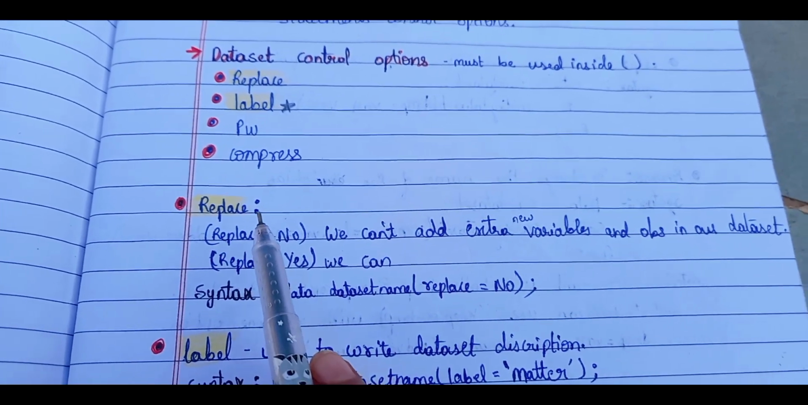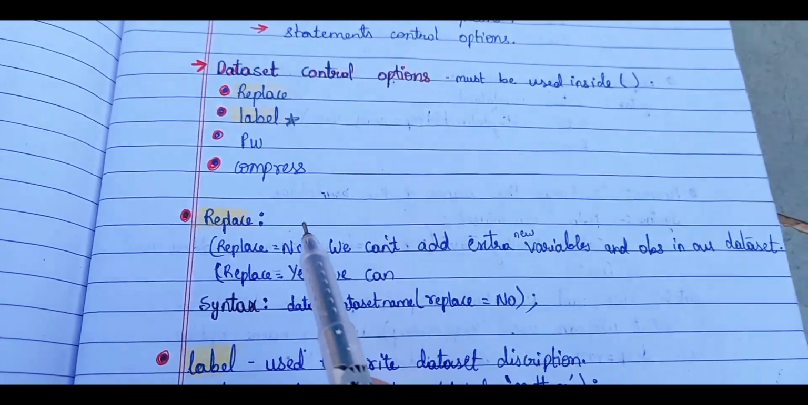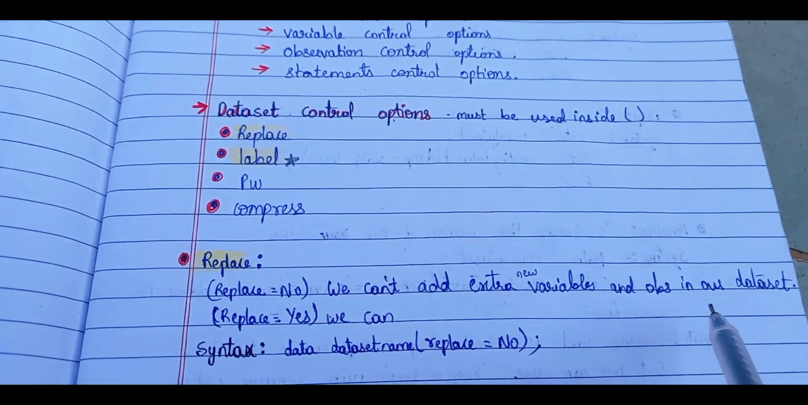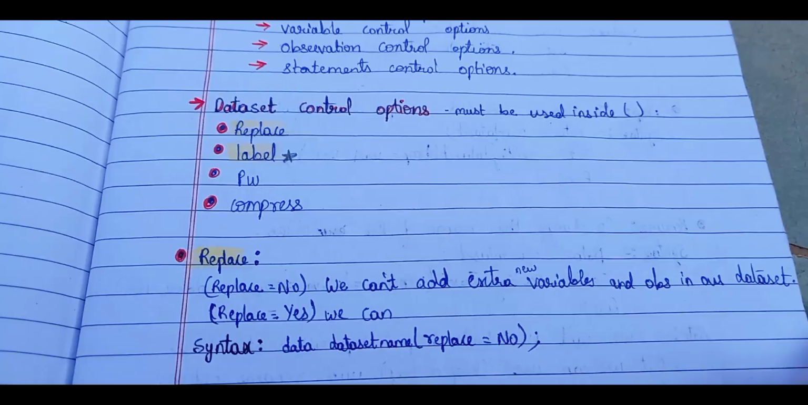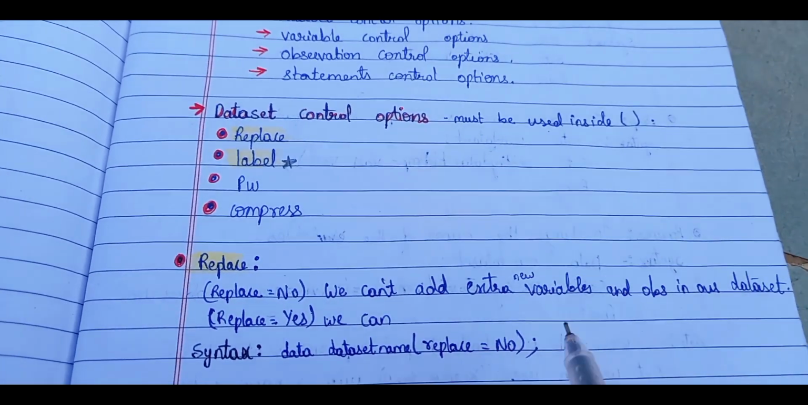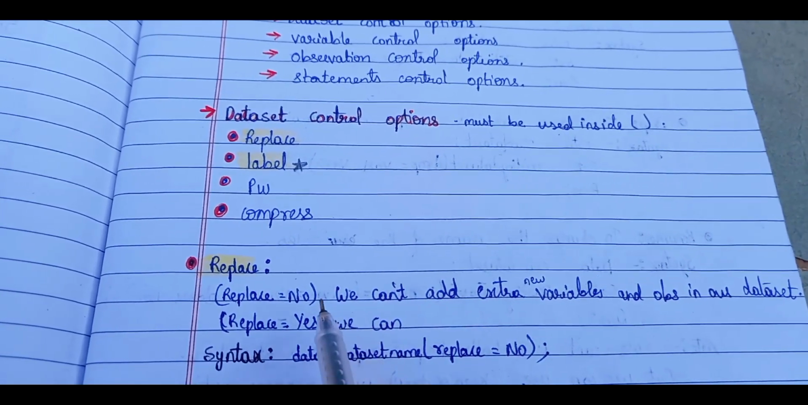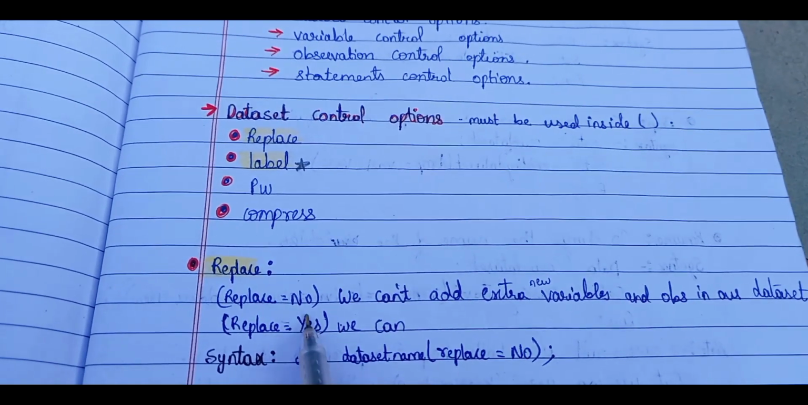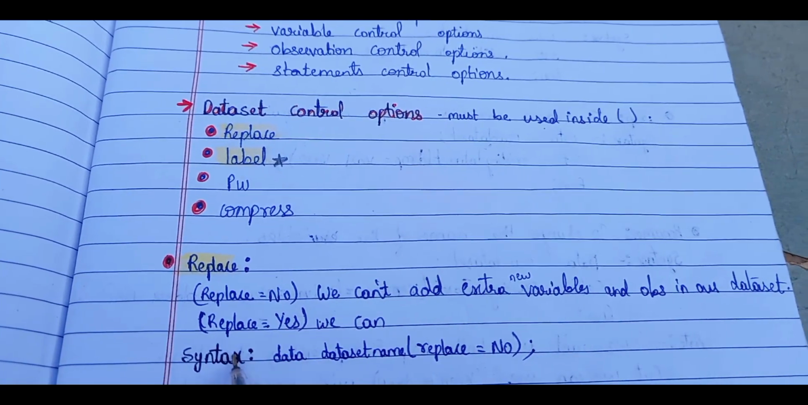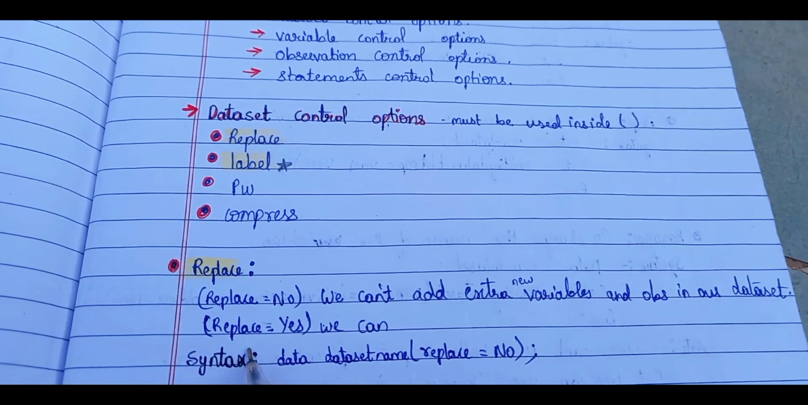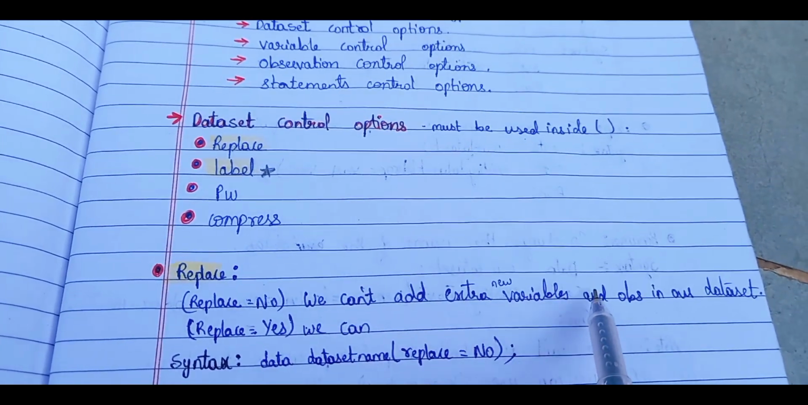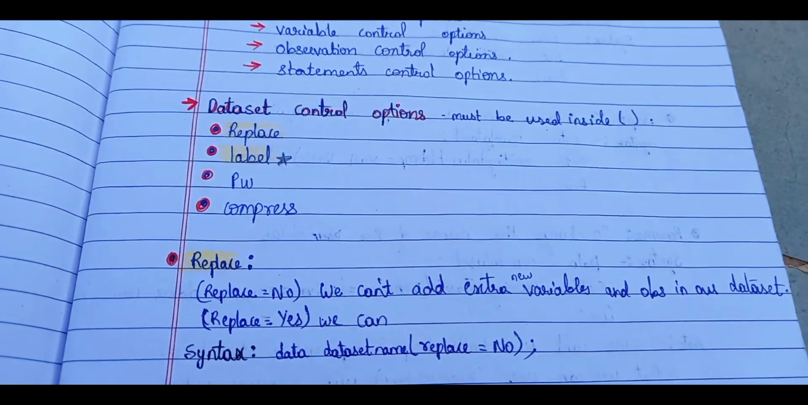Replace equals no means we can't add extra new variables or observations in our data set. Even when you add them, they will not display in the output, because replace equals no is there. By default it is yes only. When replace equals yes, we can add extra new variables and observations in our data set.